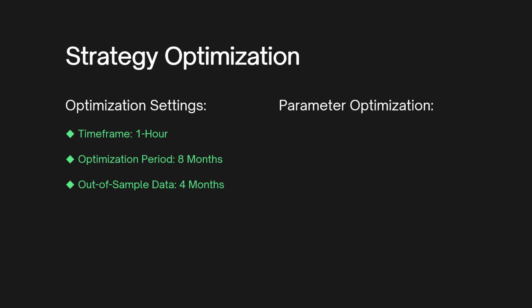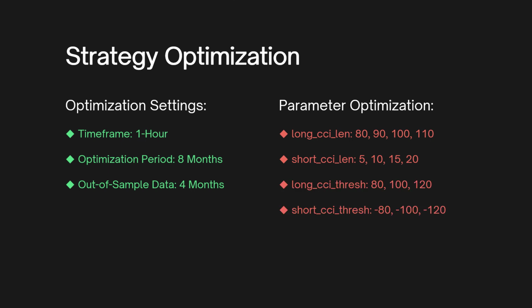To fine-tune the strategy, I focused on these key parameters: the lengths of both the long and short-term CCI, the thresholds for the long and short-term CCI, the ATR period, multiplier, and the risk-reward ratio for the stop-loss and take-profit. By adjusting these settings, we can make sure the strategy performs at its best.